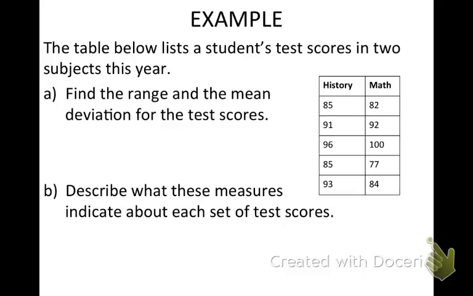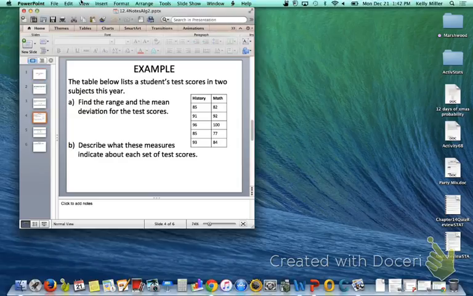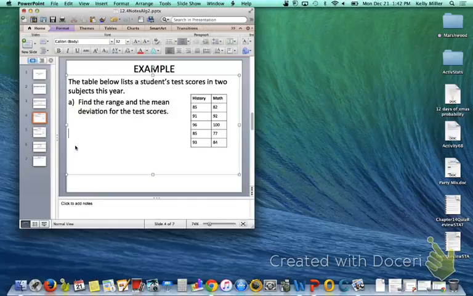And I am going to get rid of this part B because that's not enough space. So what we have are test scores. I have it frozen on purpose. For 2 courses, history and math. And the first thing we want to find is just the range and the mean deviation for the test scores.